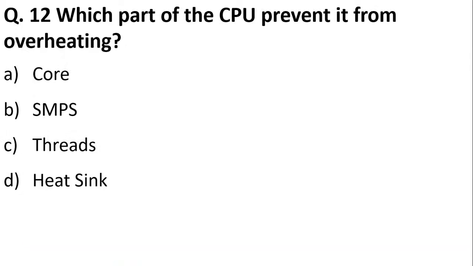Which part of the CPU prevents it from overheating? Whenever we use these electronic gadgets, heat is produced. So there should be something used to prevent overheating, because if there is overheating, there could also be fire. You might have heard news that people were using laptops in their room and it caught fire, or some electronic devices caught fire. In the same way overheating happens, and the part of the computer or CPU that prevents it is called a heat sink. D is the right answer.